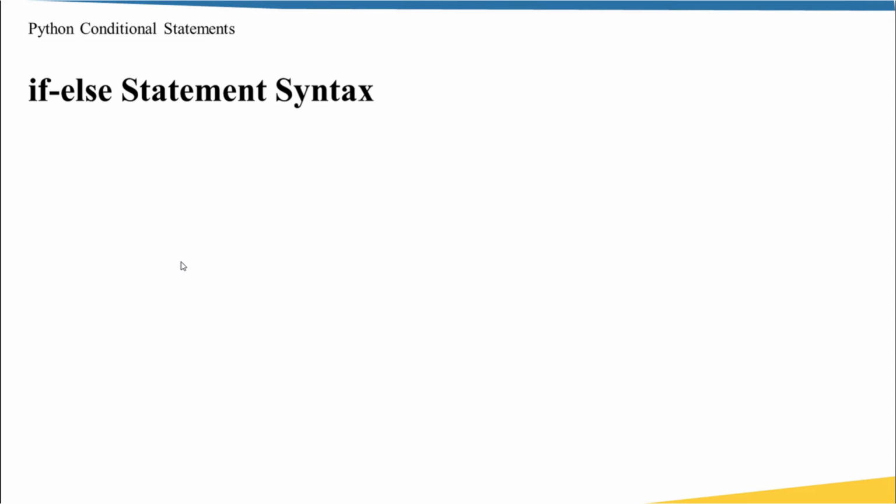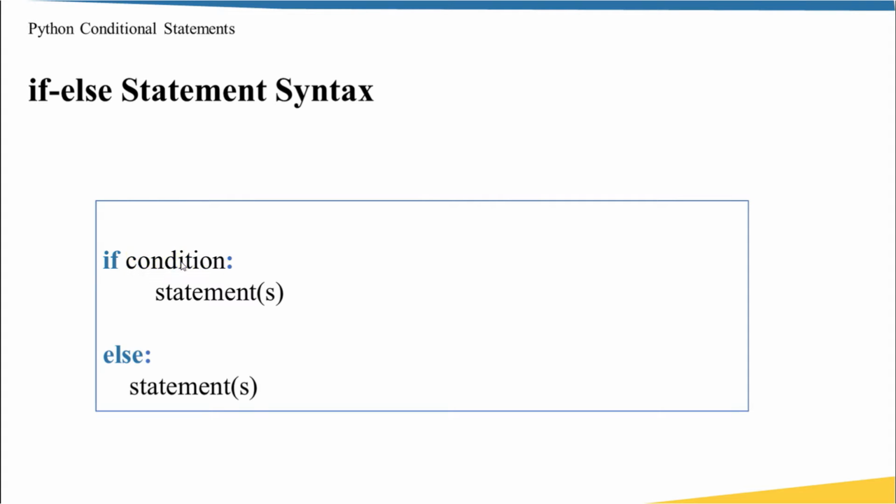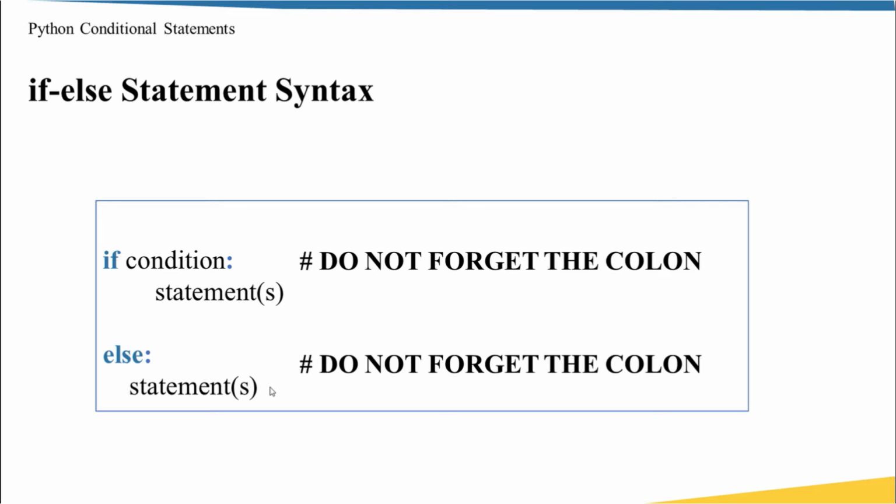Let's continue now and see the if-else statement syntax. In order to use if-else, you have to say if condition, then colon, then I will put a statement or block of statements, then else, then another statement or block of statements. And again, please don't forget the colon. If-else is very useful when you want to execute some statement if a condition is satisfied, but if it's not satisfied, you want to execute other statements.